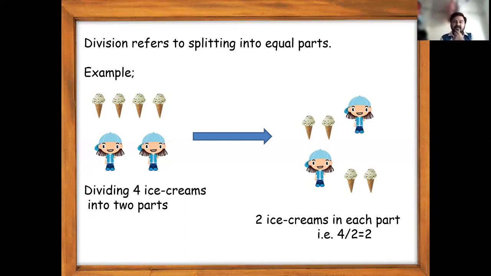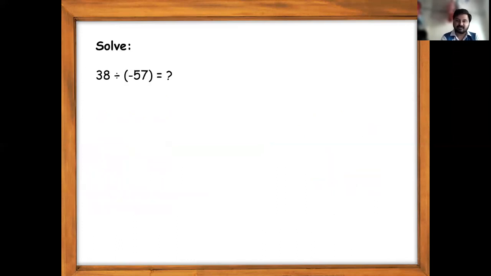So what we did, we divided the number of ice creams, which is 4, by the number of persons, which is 2. And we got the answer. So division refers to splitting into equal parts. I hope you all are clear. So let's move ahead. Now, as you all know how to divide, I just want you to solve the sum and quickly tell me what would be the sign of the final answer.